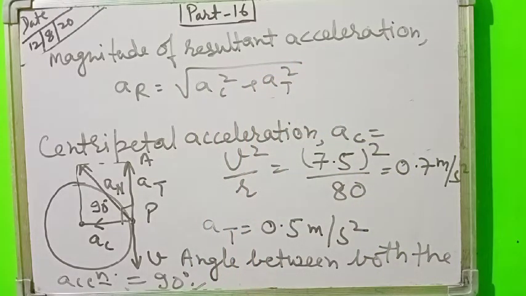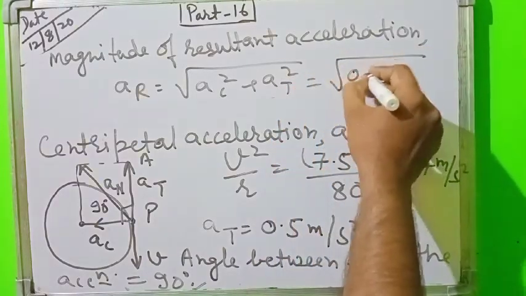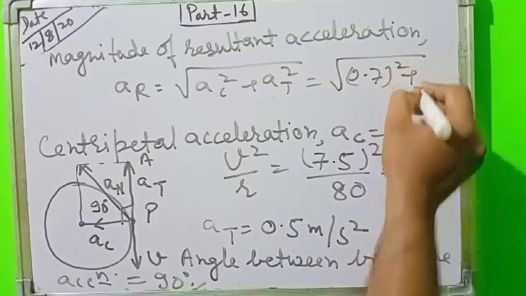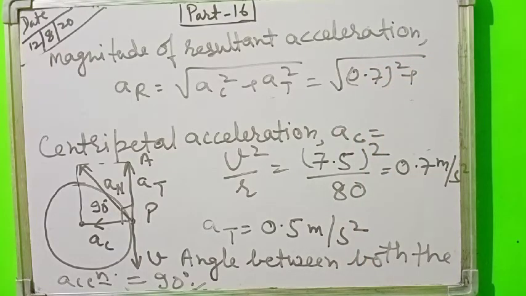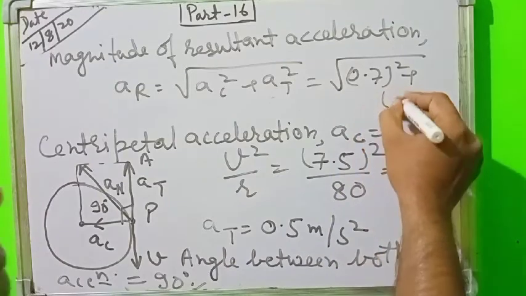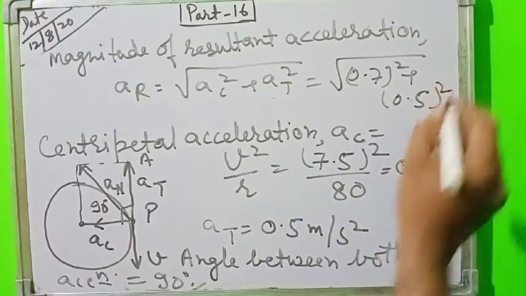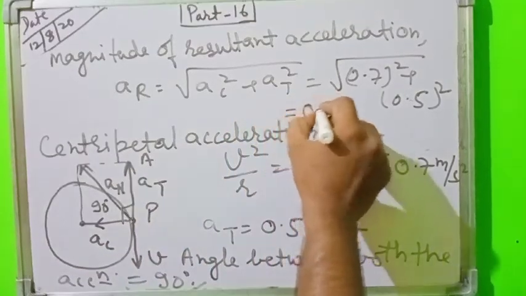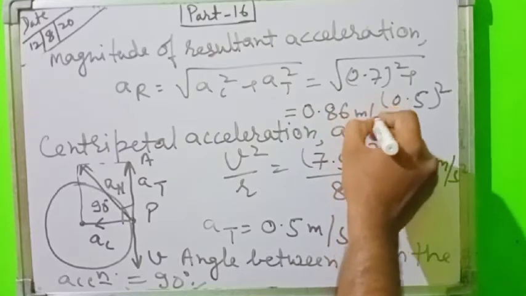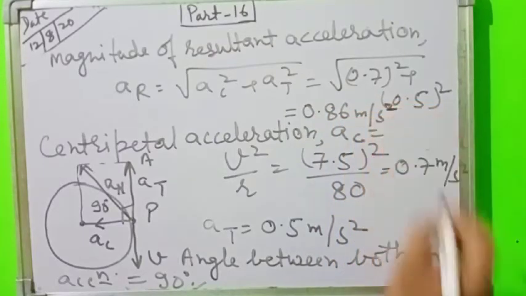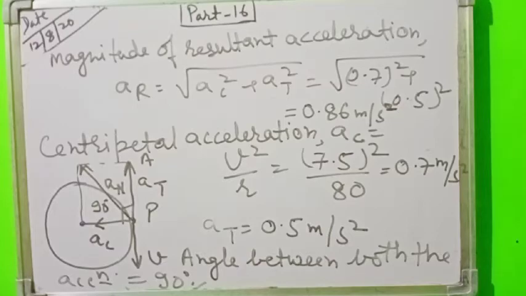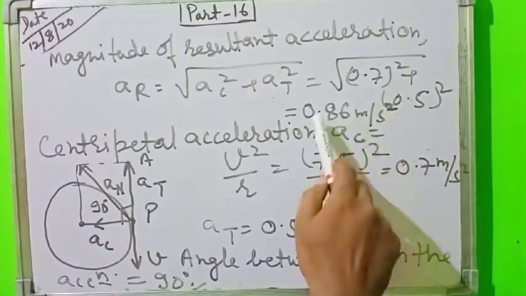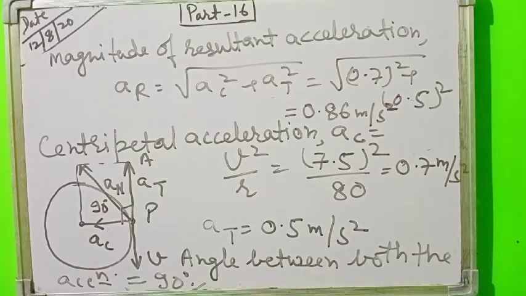By the help of parallelogram law of vector addition, it is equal to the square root of 0.7 square plus 0.5 square, which is equal to 0.86 meter per second square. On squaring this and taking the square root, we will get the resultant acceleration, that is 0.86 meter per second square.